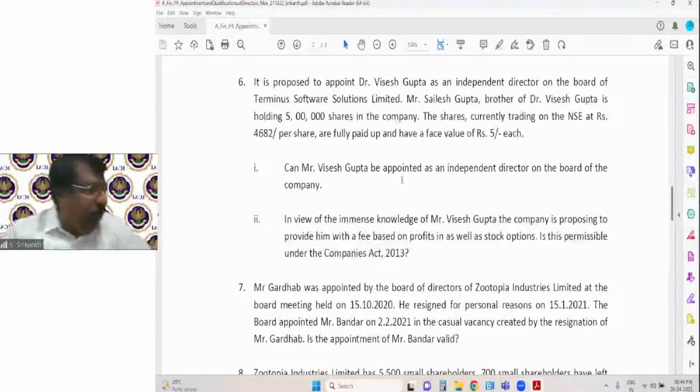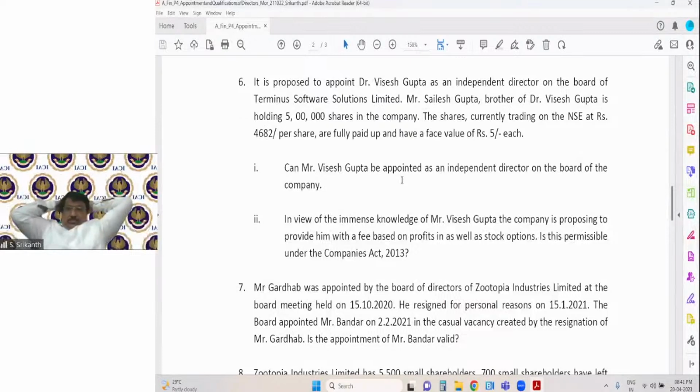Can Dr. Vishesh Gupta be appointed as an independent director on the board of the company? Yes, no, that's all. You write yes, no. You don't have to give the reasoning. At least you say yes or no. So you say 6-1, yes or no. 6-1, answer yes or no. No.